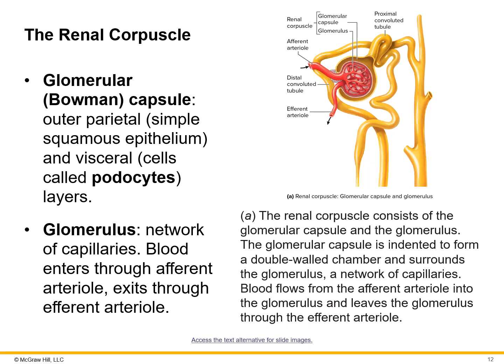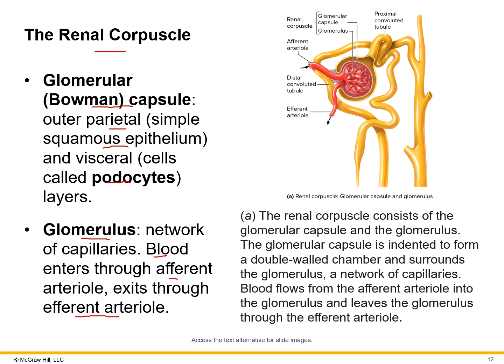Now, the renal corpuscle is also more commonly known as Bowman's capsule. So this is that outer parietal and visceral region. The parietal portion contains simple squamous epithelium, and then the visceral layer is made up of what are called podocytes, or the cells that make this up. And then what's called the glomerulus is a network of capillaries, and the blood is entering through the afferent arteriole and leaves through the efferent arteriole.